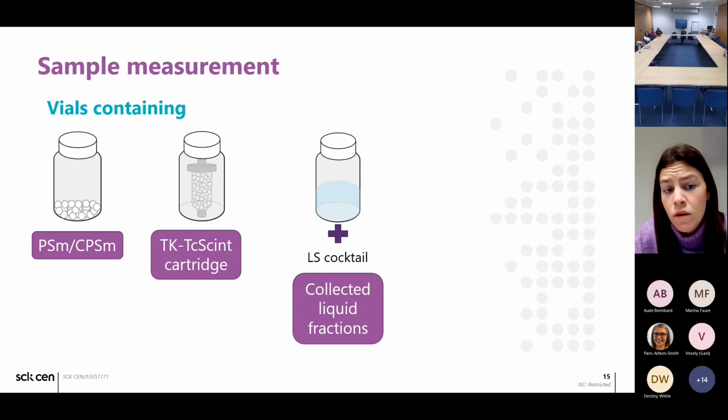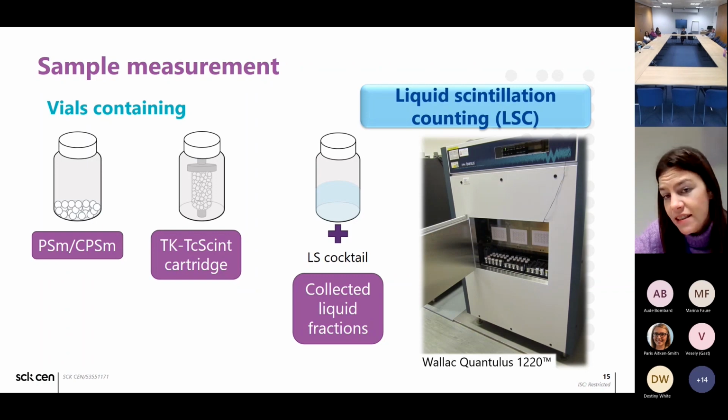So at the end, what we will have is different types of vials containing different types of scintillator materials or liquids, depending on the setup and the approach. We will have a vial containing PSMs or CPSMs, another one containing the PR resin, and the third one is basically to check whether chlorine was retained on the microspheres or it was washed out, not interacting. At the end, these vials will be placed in a counter called Wallac Quantulus that is used for liquid scintillation counting measurements.